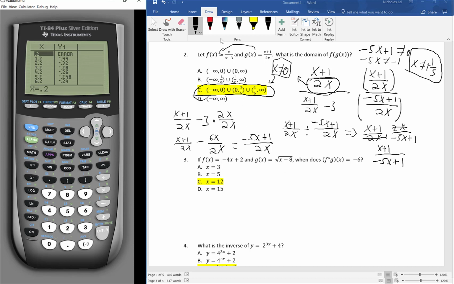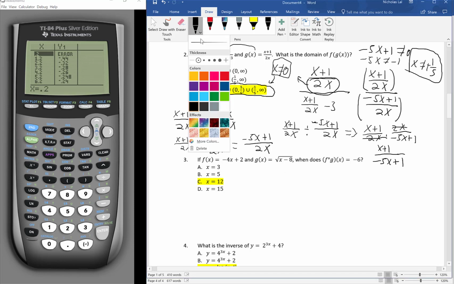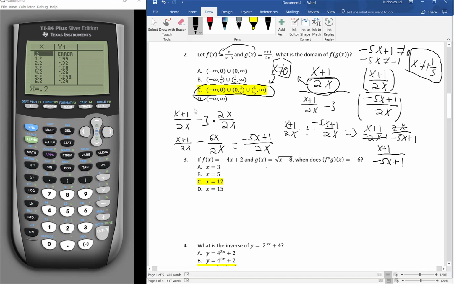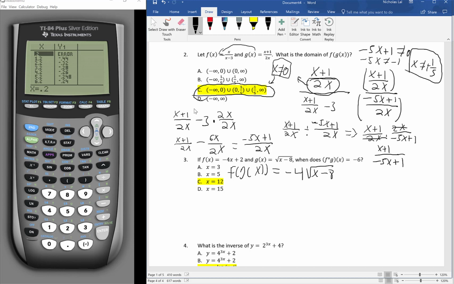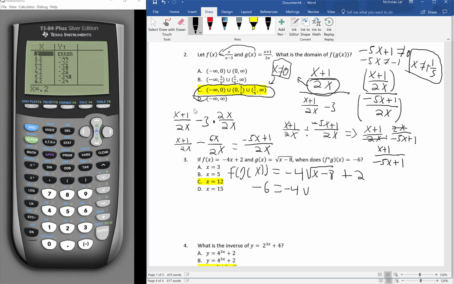Let's go to number 3. If f of x is equal to negative 4x plus 2, and g of x is equal to the square root of x minus 8, when does f of g of x equal negative 6? So we need to find f of g of x first. So f of g of x is going to be equal to negative 4 times the square root of x minus 8 plus 2. And so this value has to equal negative 6. So negative 6 is equal to negative 4 times the square root of x minus 8 plus 2.